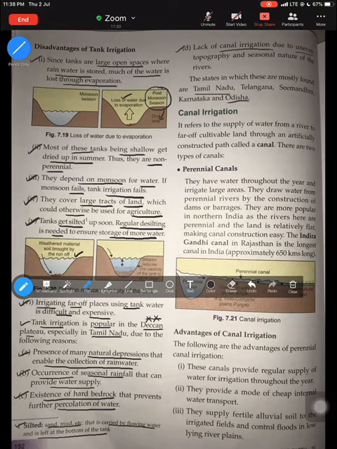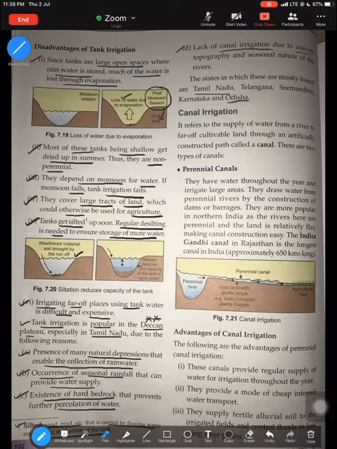Now moving to the second type of irrigation, that is the canal irrigation. Now, what is canal irrigation? Canal irrigation refers to the supply of water from a river to a far off cultivable land through an artificially constructed path called a canal. So, when you try to extract water from a river by making a path for that water to flow to the cultivable land, that is what is known as canal irrigation.